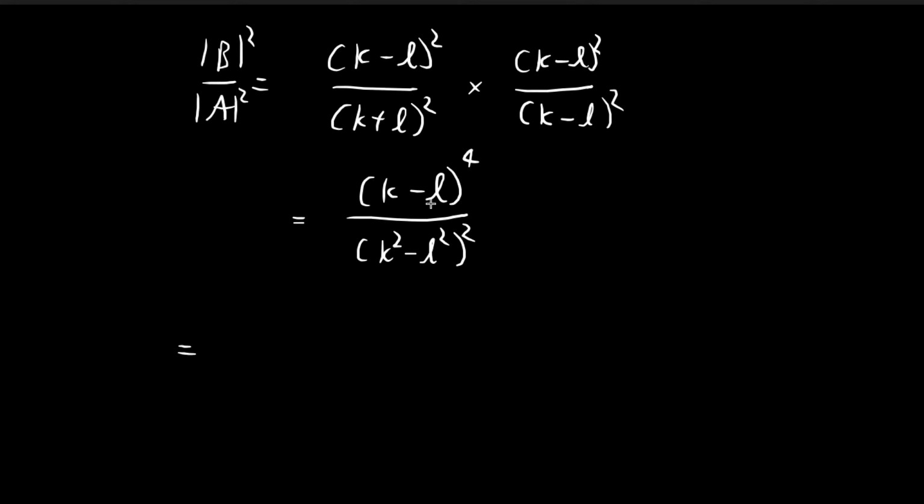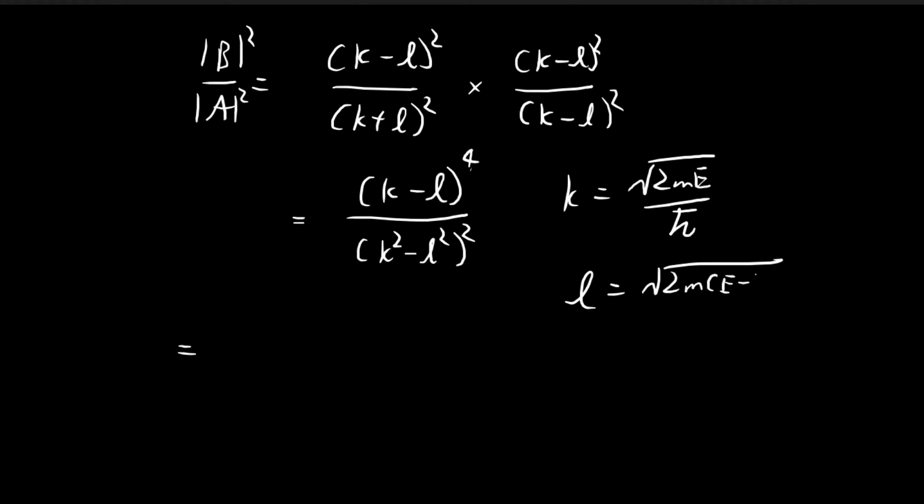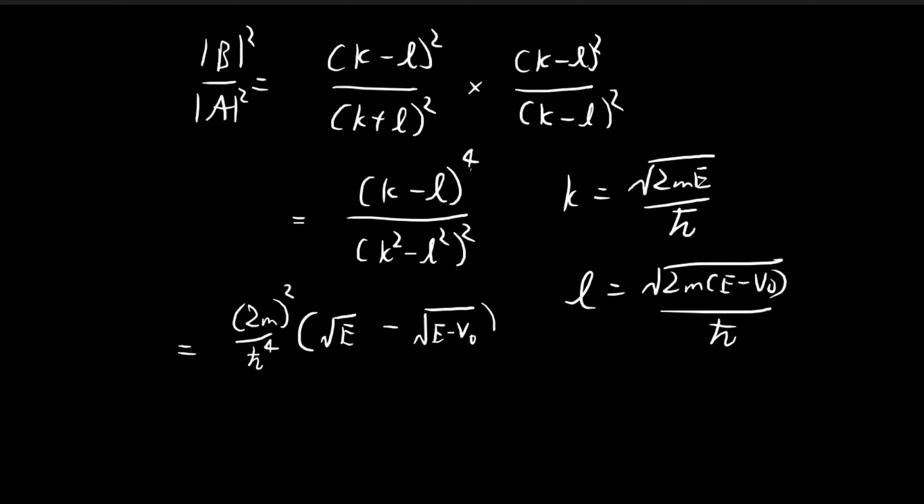So that's all I'm doing, a bit of mathematical trickery to simplify our expression. Here you see we have k minus l to the power of 4 in the numerator. Let's briefly remind ourselves what k and l are. So let's write this out first. If we substitute this into the numerator, you see that for k minus l, I'm going to pull out the square root of 2m divided by h bar. In the end, you get 2m squared divided by h bar to the power of 4. And then inside the bracket, you have square root of E minus the square root of E minus V naught, to the power of 4. And then in the denominator, you get k squared minus l squared.